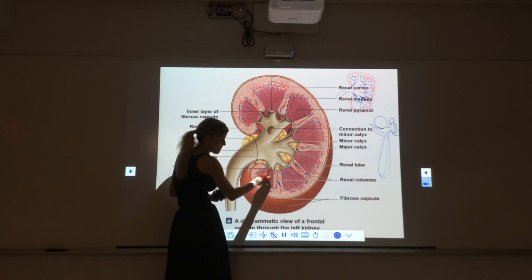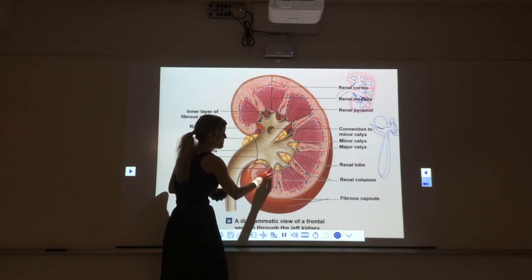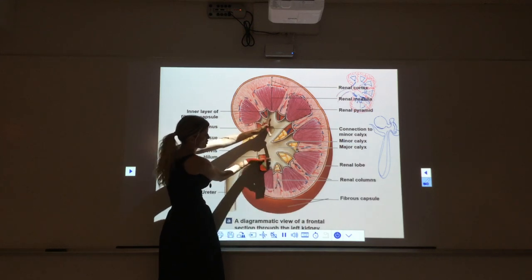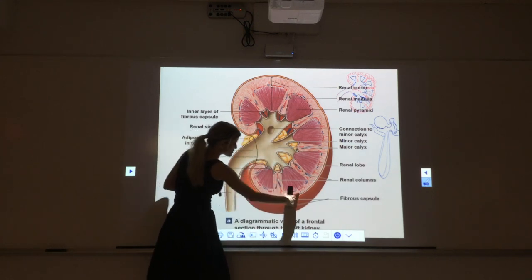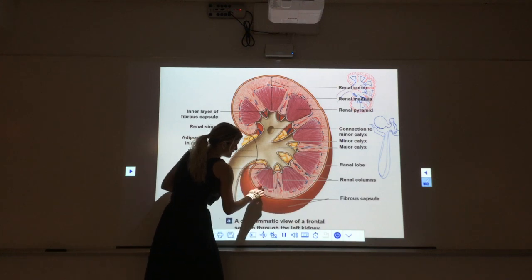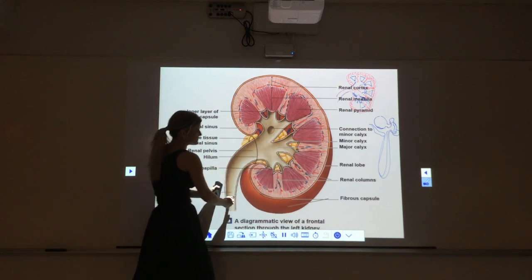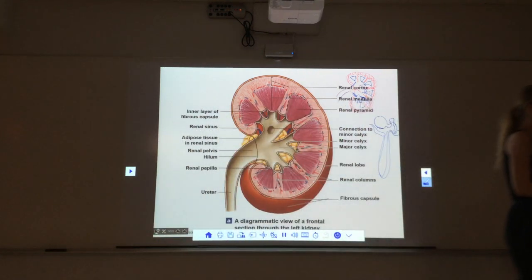And then eventually as they pass through the papilla, they become a papillary duct, and then that's where it's going to actually discharge into the minor calyx, right? And then from here on out, we're just collecting urine. So we filter the blood and make urine, we collect the urine and funnel it down, we keep funneling the urine, and then it leaves the kidney via the ureter. That's our overall gist of what's happening.